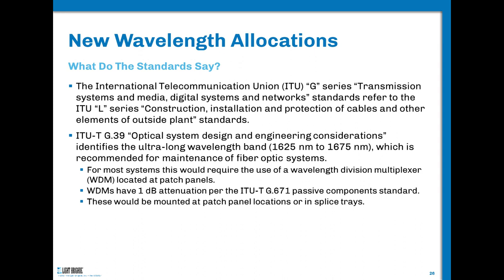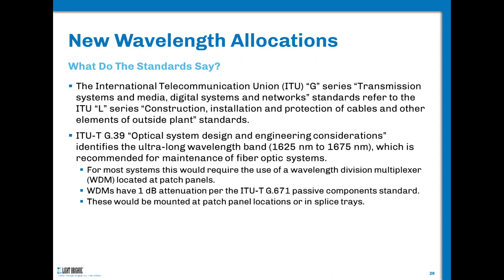So there are some newer activities taking place in the ITU, in the L series, which are construction, installation, and protection documents. They started with the L.39, which identified the long and ultra-long wavelength bands, from 1625 to 1675 nanometers, for the maintenance of fiber optic systems. And the term maintenance means several things. For example, if there's handshaking occurring out of band from, say, a DWDM system, then it can occur up in these maintenance bands.